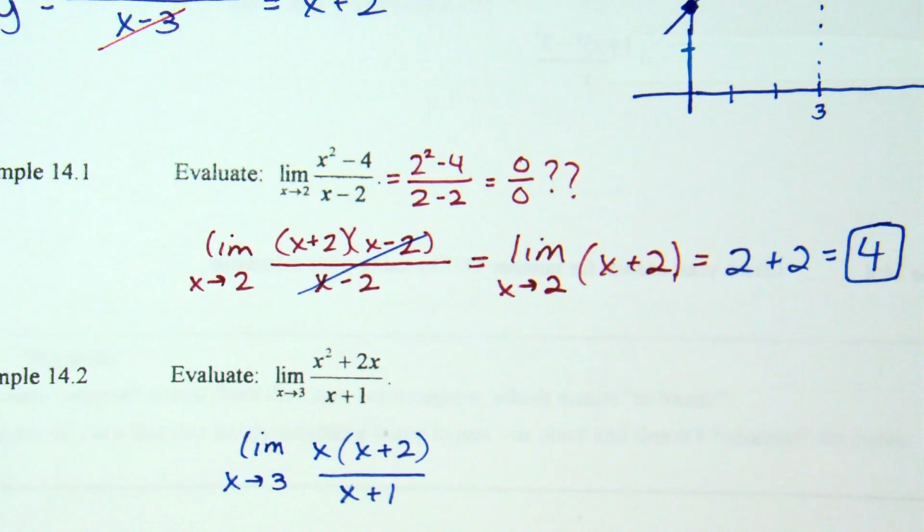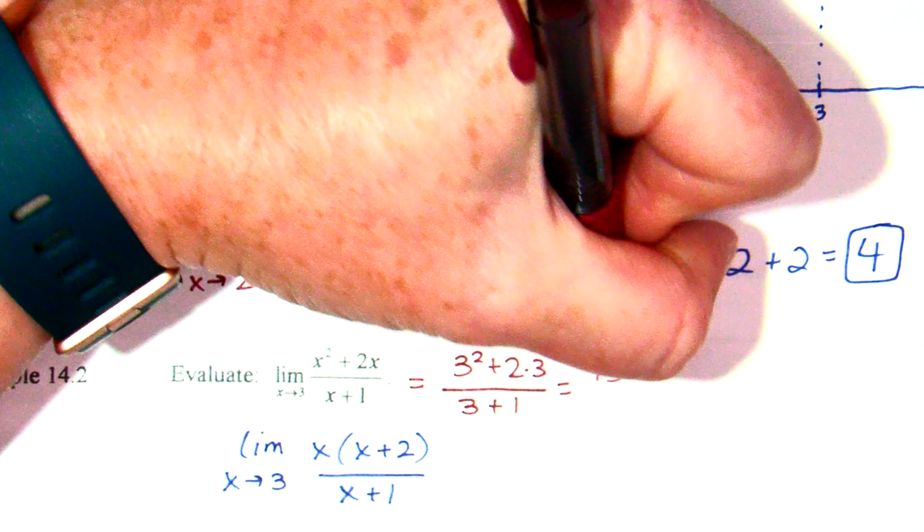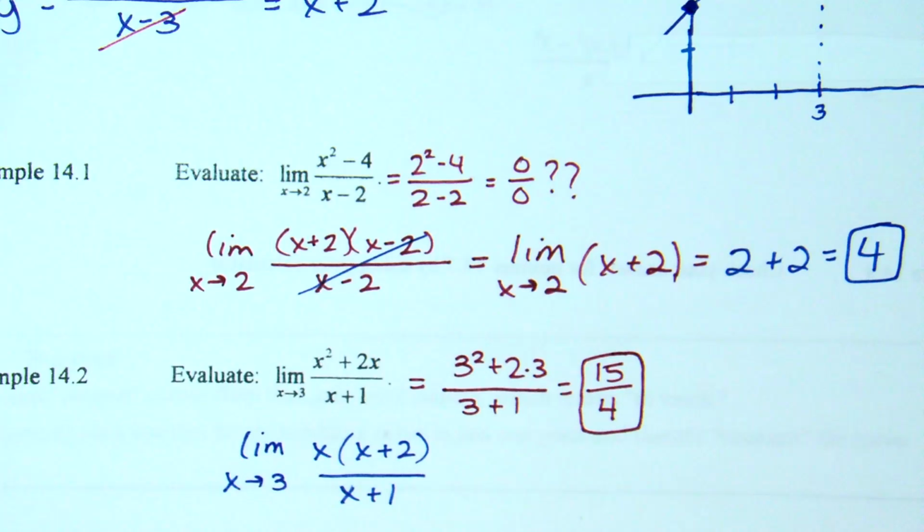So if I plug in 3, I could have done it to the original. 3 squared plus 2 times 3 over 3 plus 1. Did you guys get what I got? 15/4. And notice you could have plugged it in either way there. Okay. So don't let it scare you off.